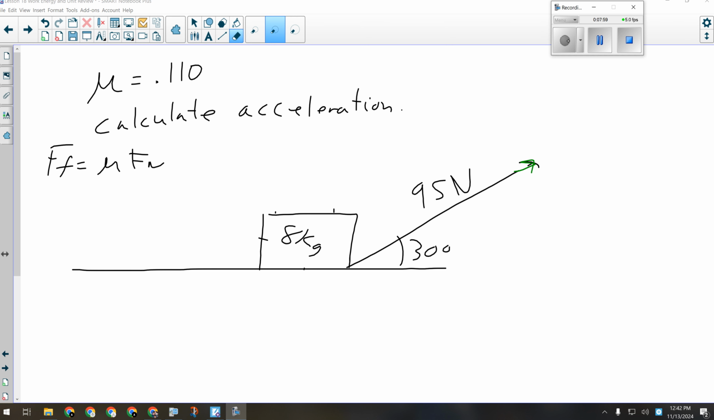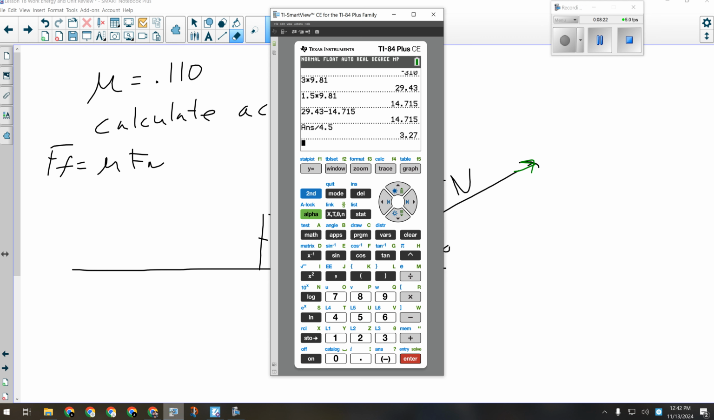The key thing we have to realize for this one is that it's moving horizontally, not in that angled direction. So the first thing I want to do is draw my free body diagram and eliminate the angled force by finding its vertical and horizontal components. Okay, so I'm going to get rid of the 95. Once I've figured out how much of it is pulling horizontally, that would be the cos of 30 times 95.